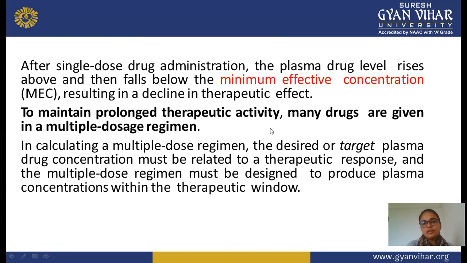Next, in calculating the multiple dosing regimen, the desired or target plasma drug concentration must be related to therapeutic response, as well as the multiple dose regimen must be designed to produce concentration within the therapeutic window. Means in this condition, for multiple dose or a single dose, both are dependent on therapeutic response. If a single dose effect or short effect is sufficient, then you check how much therapeutic effect is produced.